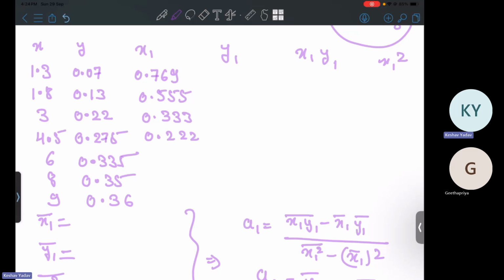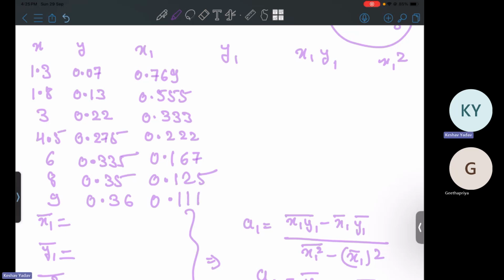Now 6 inverse will be what? 0.167. Okay. Now 8 inverse is 0.125. Now 9 inverse will be what? 0.111.